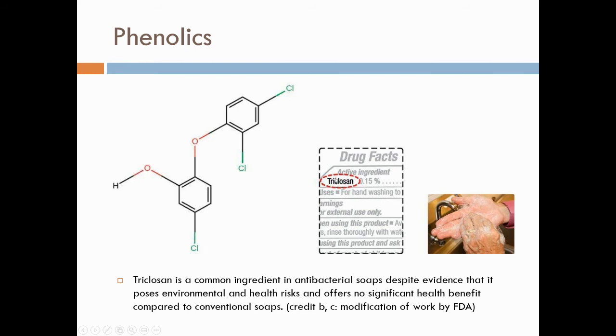So triclosan, it's a common ingredient in antibacterial soaps, but it has really high environmental and health risks, including being a possible mutagen and carcinogen. So triclosan, once it gets into the environment, disrupts a whole bunch of metabolic processes in aquatic organisms. So it's come under a lot of scrutiny. It probably should be banned.